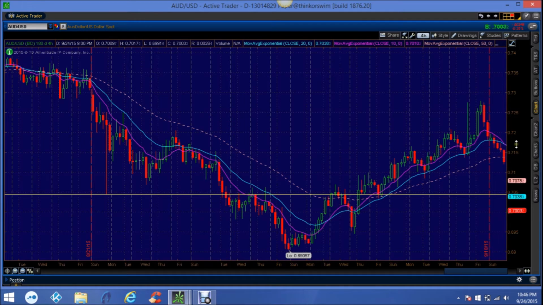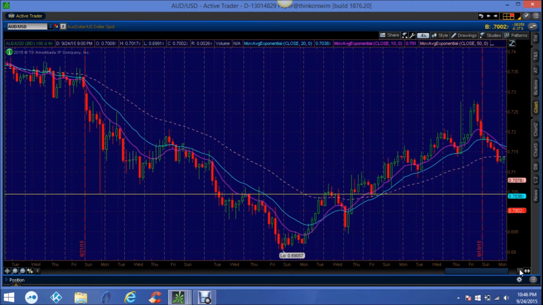But at this point in particular, for me and what I look at, I think this is an important level. This is where dreams are made or broken, pretty much. So we're going to get a pause here, and then we're going to decide which way we go. So we just analyze the price action.